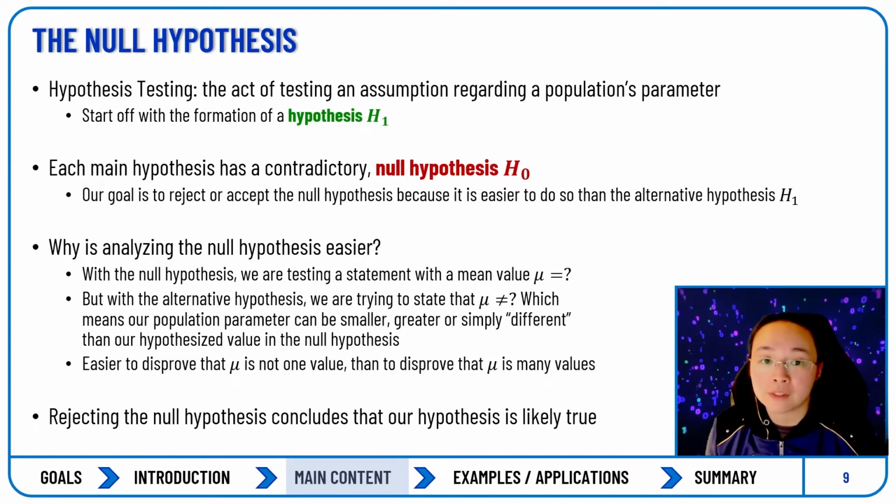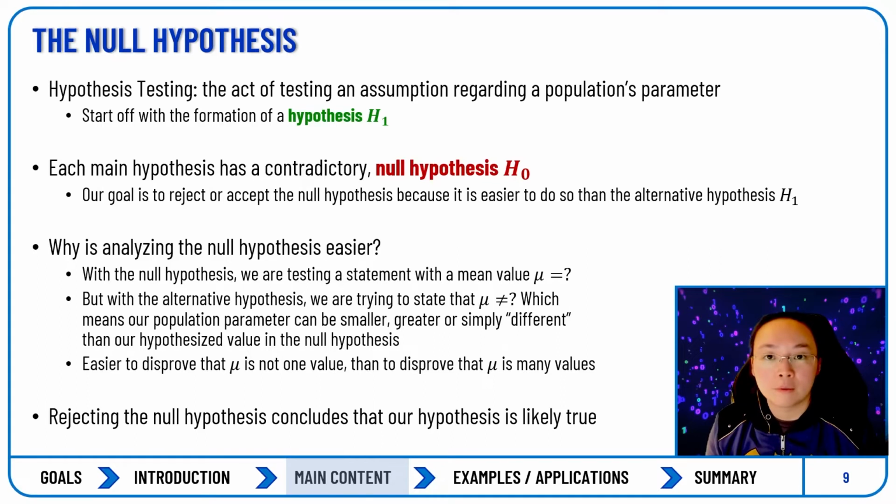Each main hypothesis, H1, will have a contradictory hypothesis, H0, and we call that the null hypothesis. That's going to be what happens if your hypothesis is not true. It's going to be the null hypothesis, the exact opposite of what you're looking for. So if we can reject or accept the null hypothesis because it's easier to do so, then it's a lot easier to make predictions about our real hypothesis.